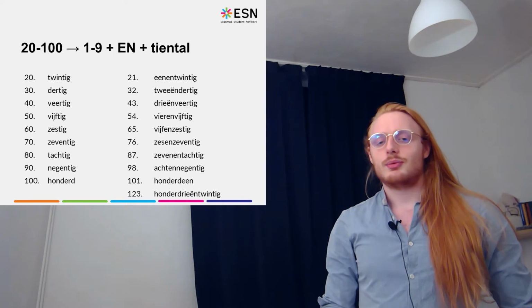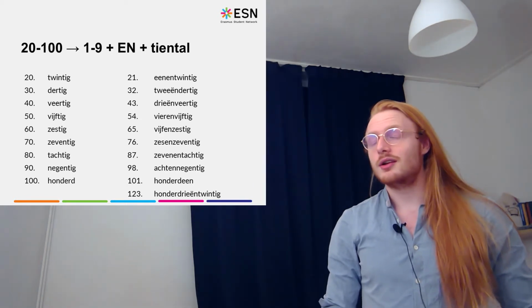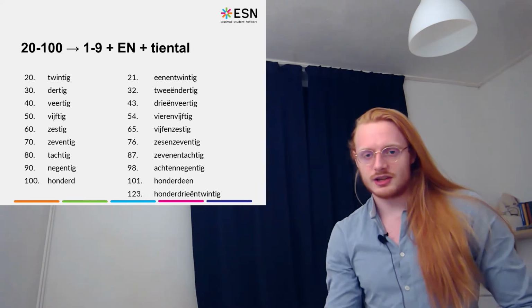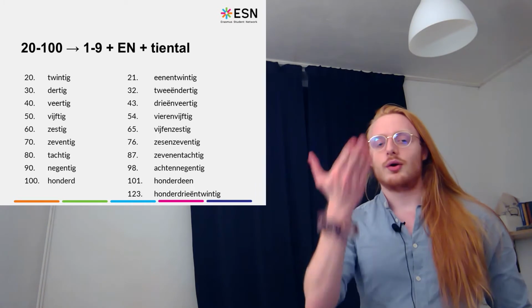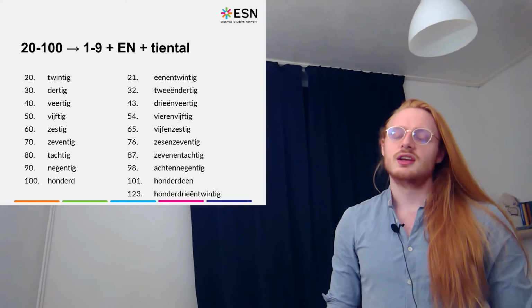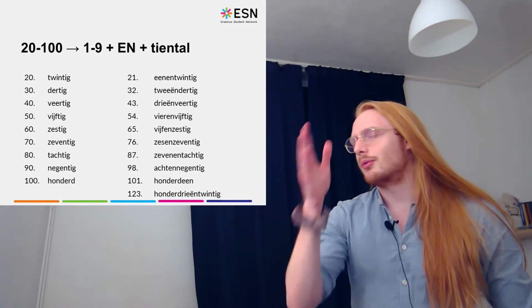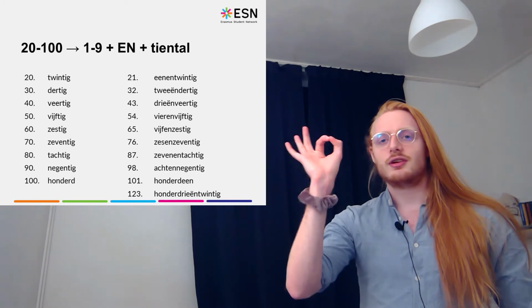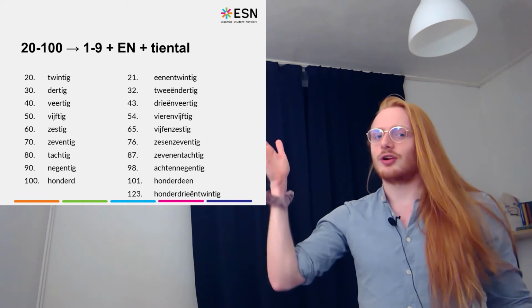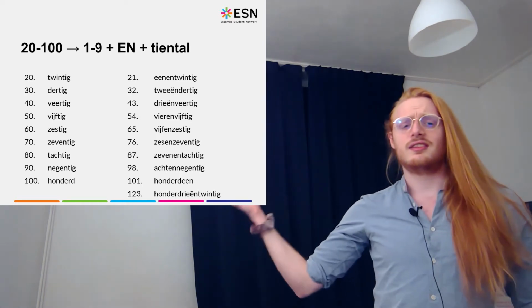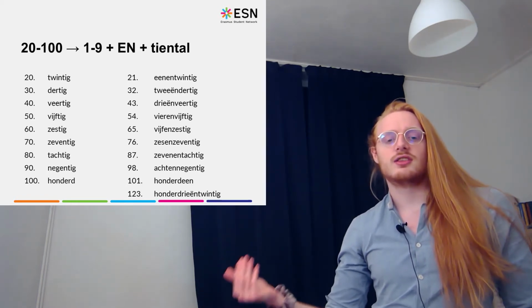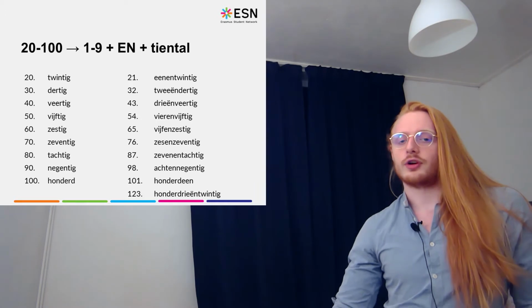So what this looks like is that we don't say twenty-one, we say one and twenty. Before I go through this list, first let's go through all the names of the multiples of 10 in Dutch. These are kind of easy. Almost all of them are just the name of the first number with tig at the end. So 20, 30, 40, 50, 60, 70, 80, 90, 100.